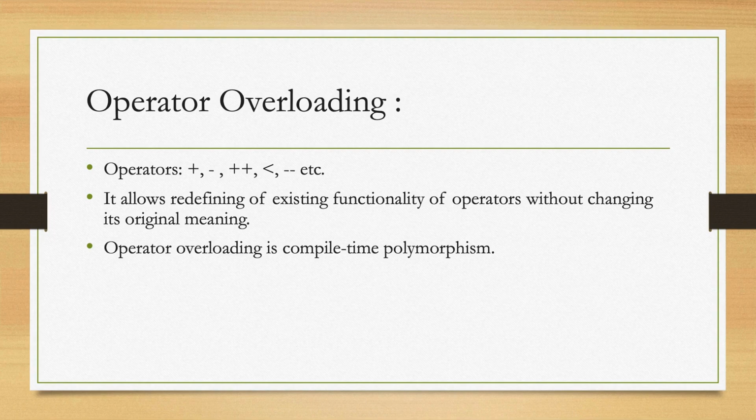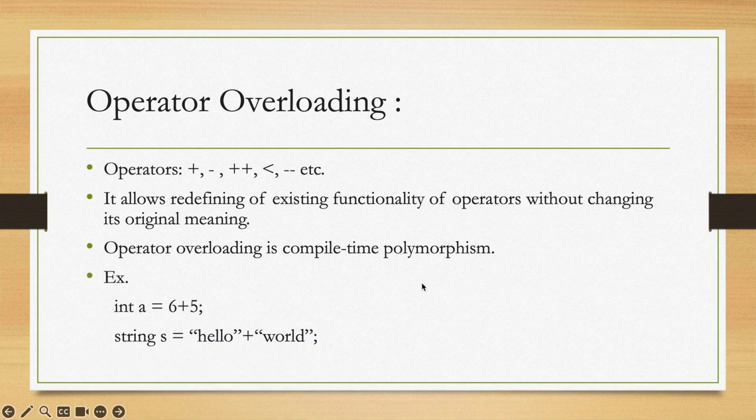Operator overloading is a compile time polymorphism. You might know what polymorphism is, right? Polymorphism is a property in C++ object oriented programming which says that the same thing can be used for two different functionalities at two different places. So let's take an example to understand it better.